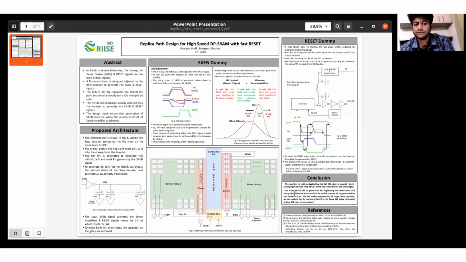The conclusion of this work is that to satisfy the sense amplifier offset, the number of cells activated by the reference word line plays an important role. For fast reset, an early word line is generated by neglecting the load of the clock, whereas the array word line is generated using the loaded version of the clock. Thank you.